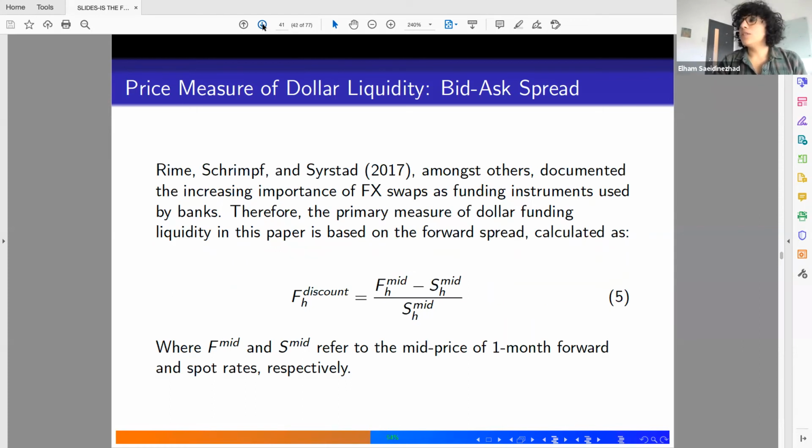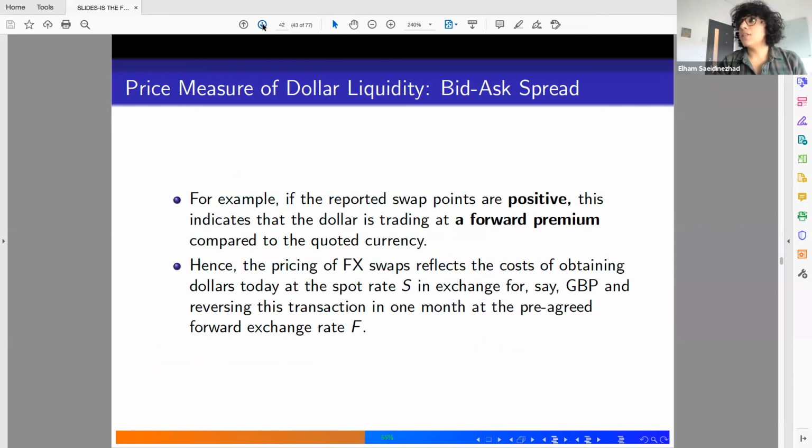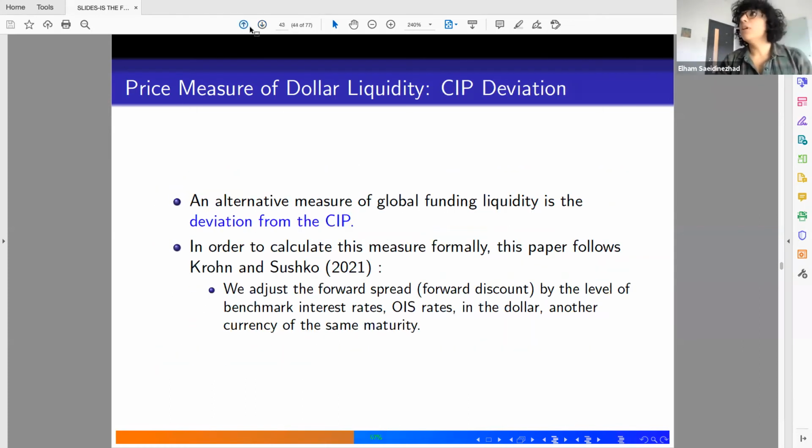So this is the bid-ask spread, and this is an equation to describe that formally. But the other important measure is the CIP deviation. We already talked about why CIP deviation is a measure of dollar funding.